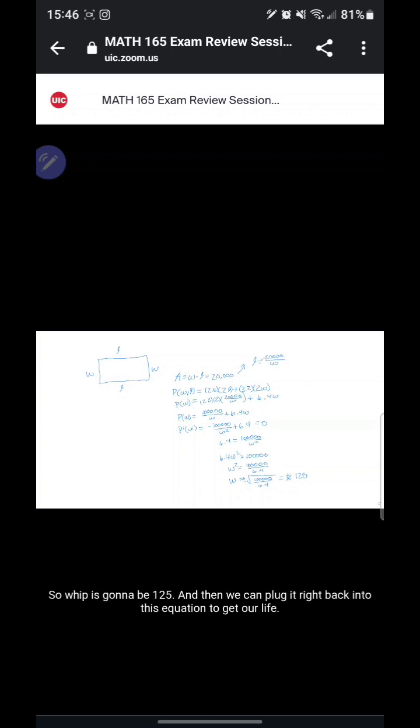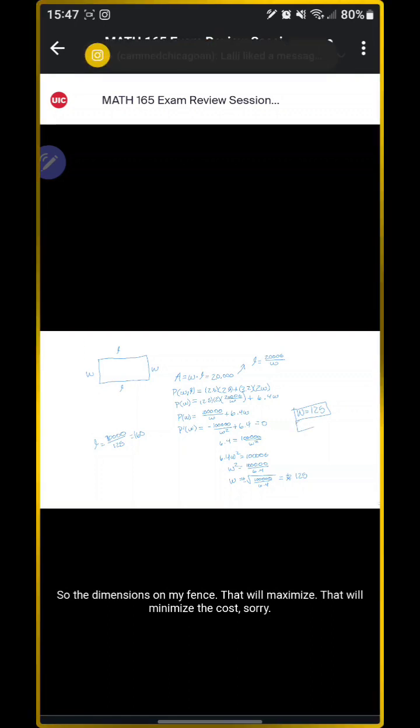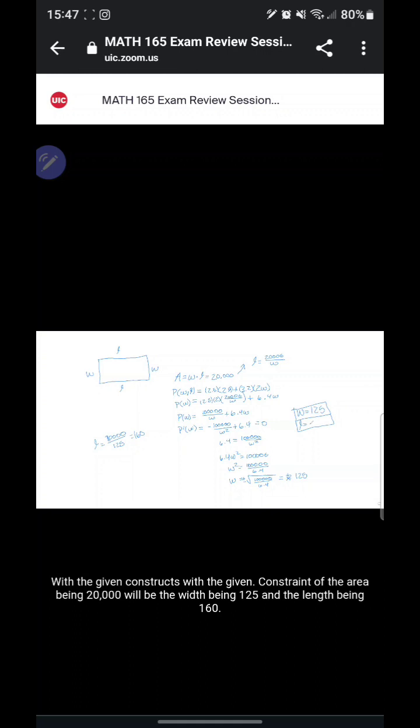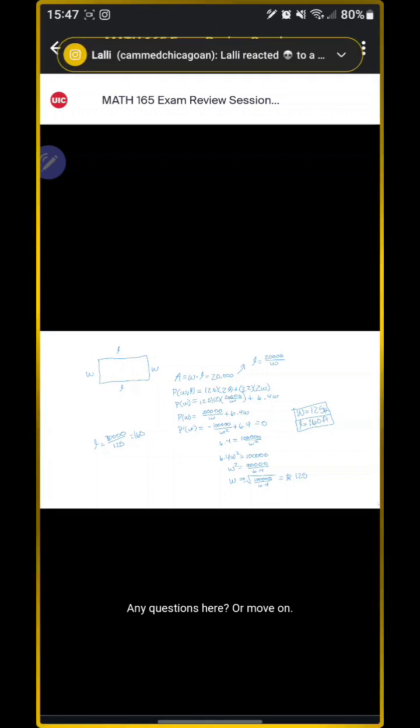And then we can plug it right back into this equation to get our length, right? So if width is going to be 125, then we'll plug it back into length is equal to 20,000 over width, which is 125. And then 20,000 over 125 should be 160. So the dimensions of my fence that will minimize the cost, with the given constraint of the area being 20,000, will be the width being 125 and the length being 160. These will all be feet, by the way. Cool. Any questions here before we move on?